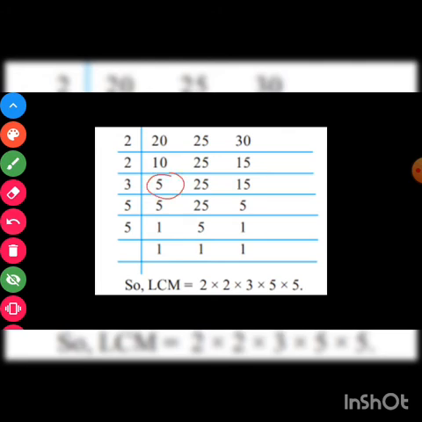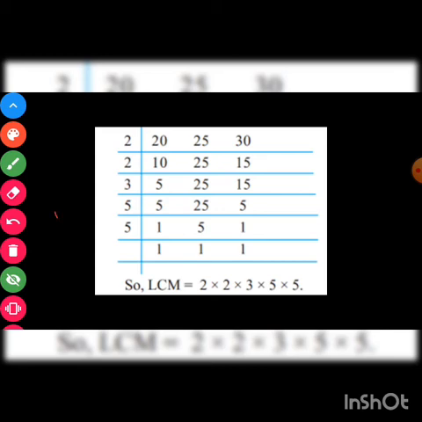Now if you see, 15 is a multiple of 3. So let us divide this 15 by 3, and the rest of the numbers we will not disturb. We will write them as they are. So when you divide 15 by 3, you get 5. Now 5, 25 and 5. They all three are divisible by 5. And we get the quotients 1, 5 and 1 respectively. Now since one number is left with 5, again we'll divide it by 5. And finally we get the quotient 1 in all 3 numbers.